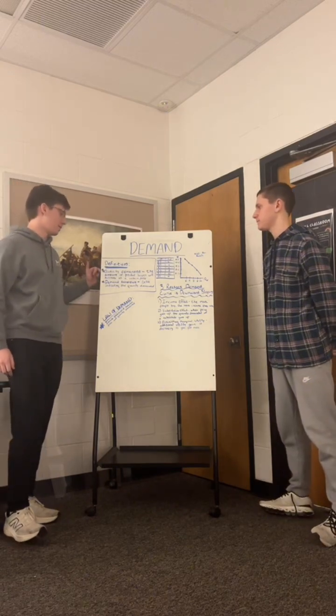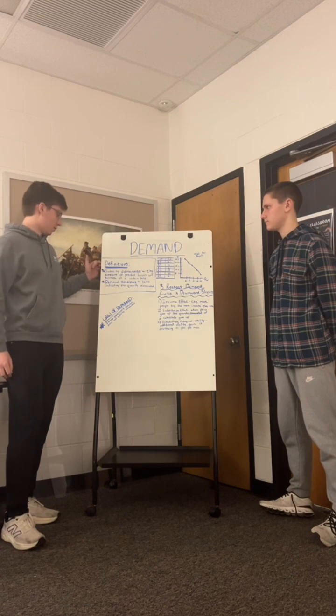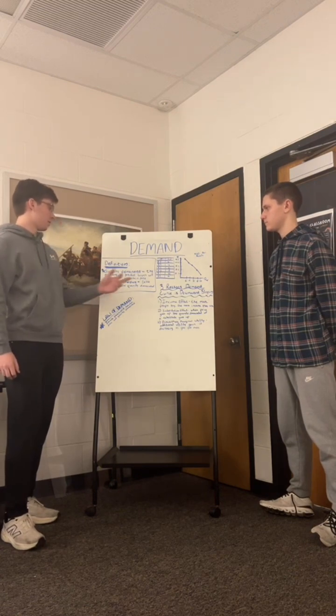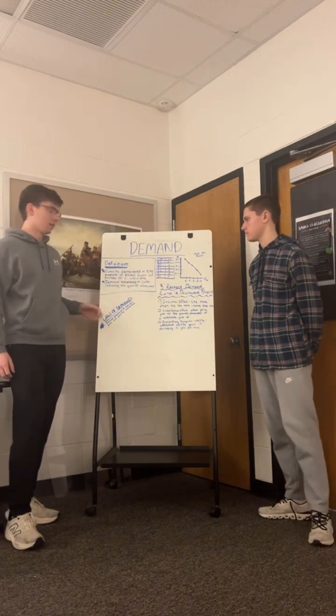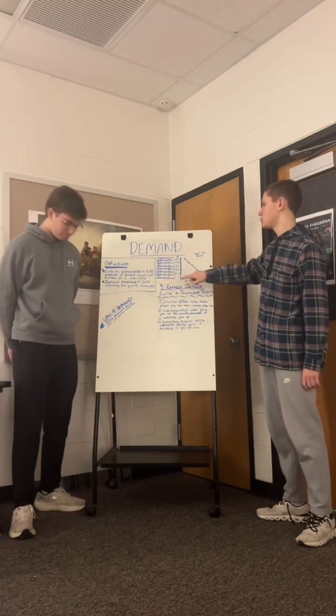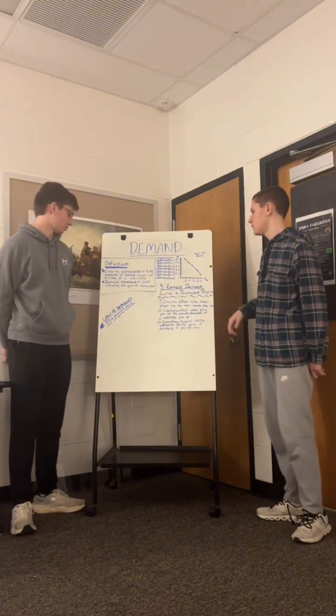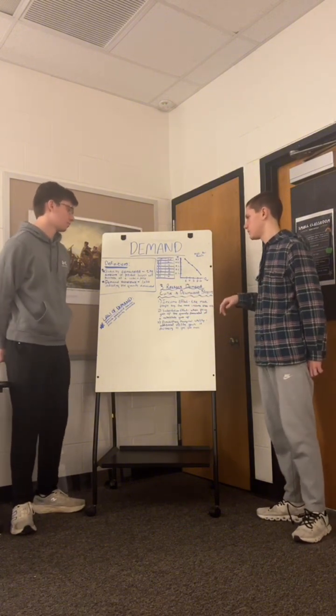First one is quantity demanded, and that's the amount of product buyers will purchase at a certain price. And then we have the demand schedule right here. It's the table indicating the quantity demanded. So as you can see by the demand schedule, when you graph it, it'll give you this downward sloping demand curve.